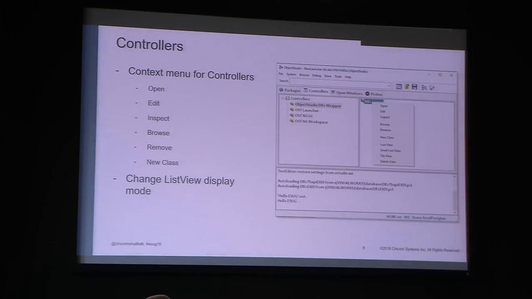Context menu for the controllers. You see open, edit, inspect, and so on. Everything's there. Underneath, again, icon view, small icon, title, whatever, are just different views inside the list view to give you a better experience, however you want to view that particular collection of controllers.